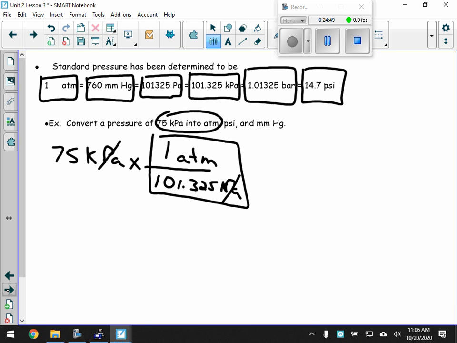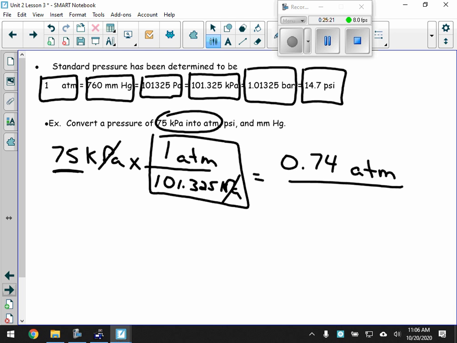Yes? I'm going to take 75 times 1 divided by 101.325, and it should work out to be, help me out here somebody, please, 0.74. Is that right? And I should have 2 significant digits, because I have 2 here, ATMs. And that's how I convert from kilopascals into ATM. I'm going to set up that ratio.